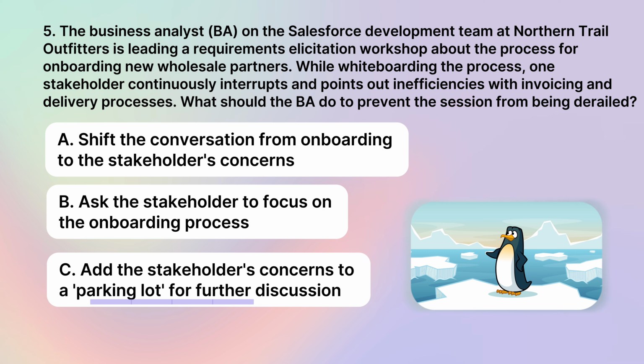C is the correct answer because adding the stakeholder's concerns to a parking lot for further discussion allows the BA to acknowledge the stakeholder's input while still keeping the workshop focused on the topic at hand. This technique is commonly used in requirements elicitation workshops to keep tangential discussions from derailing the overall progress of the session. Option A is incorrect because shifting the conversation to the stakeholder's concerns will derail the current discussion about onboarding new wholesale partners. Option B is incorrect because asking the stakeholder to focus on the onboarding process may not address their concerns and may cause them to continue interrupting the workshop.